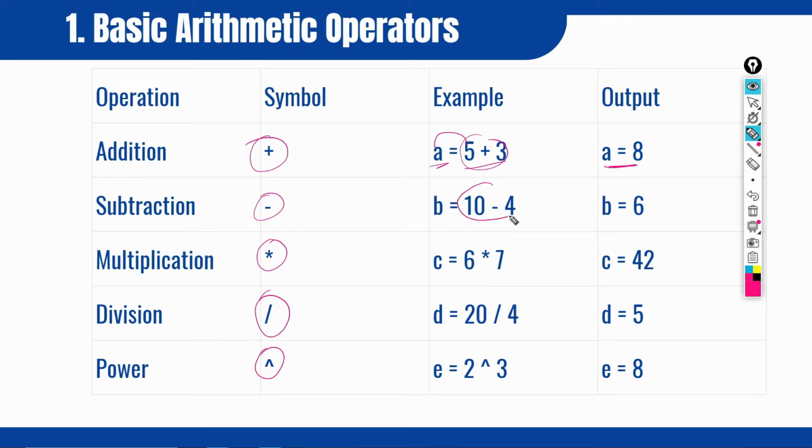Similarly, for the subtraction we can use 10 minus 4, and the value after computing will be stored inside B, and the output will be equal to 6. Similarly, for the product we are using 6 times 7. After computing, the value will be stored inside C, and the output will be equal to 42. And for the division we have 20 upon 4, which will be D is equal to 5 as output, and this is the exponent, 2 raised to power 3. The meaning is that 2 cubed, and we know the value of 2 cubed will be equal to 8, and that's why we have A is equal to 8.